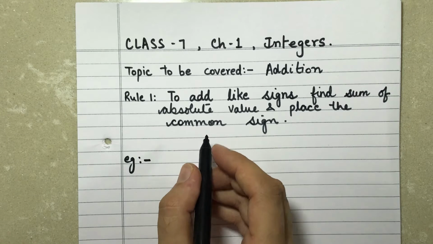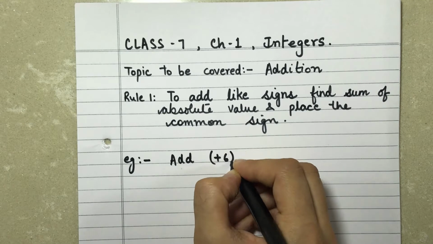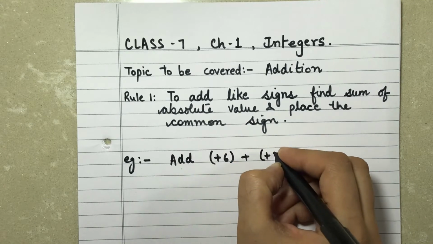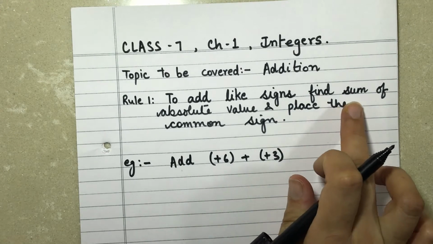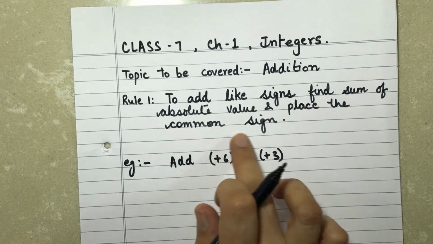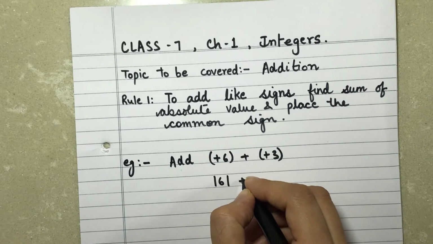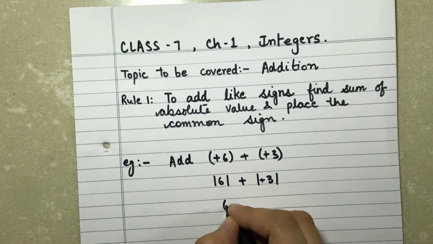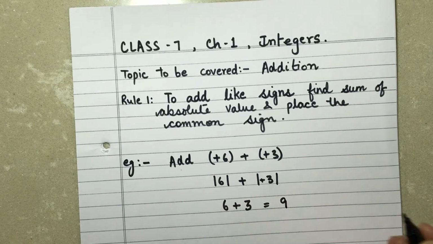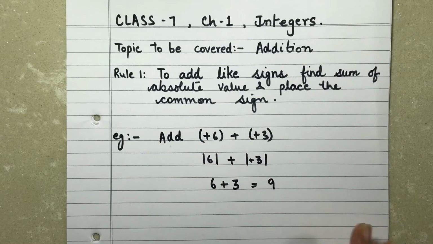Let's say you have to add plus 6 and plus 3. You have to add both the integers, and when you find the sum, in the end you have to place the common sign. The absolute value of 6 and the absolute value of 3 give 6 plus 3 equals 9. The common sign of both numbers is plus, so my answer is going to be plus 9.